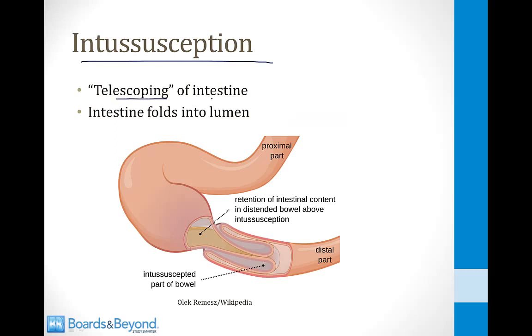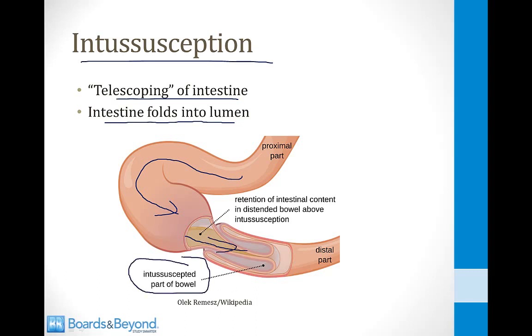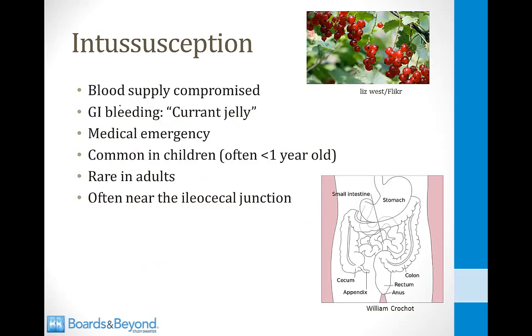Intussusception is a telescoping of the intestine where the intestine folds into its own lumen. This is a picture of what it might look like on the screen here. You can see this proximal portion of intestine has folded into the more distal part. This folded part is called the intussuscepted portion of the bowel. This is a dangerous problem because the blood supply to the intestine can be compromised.